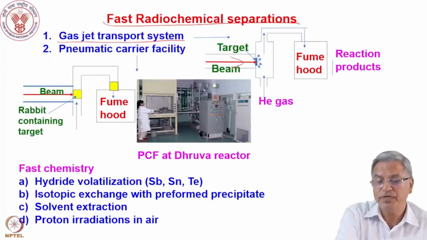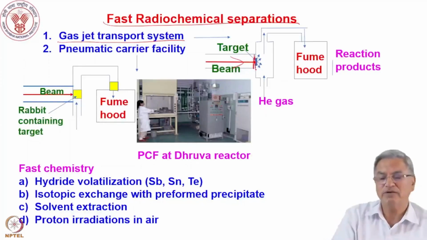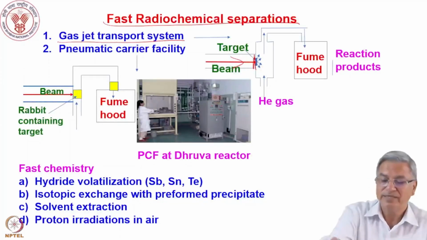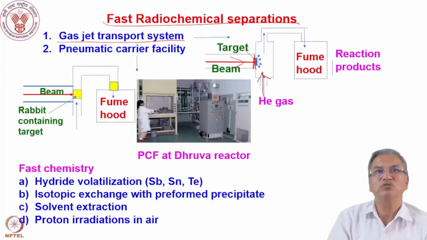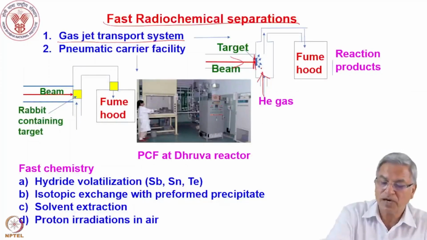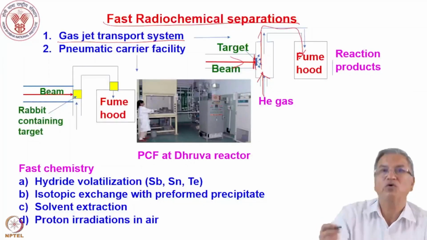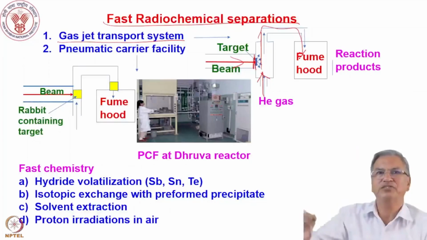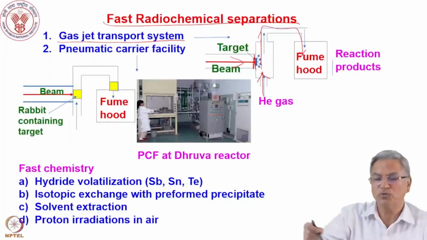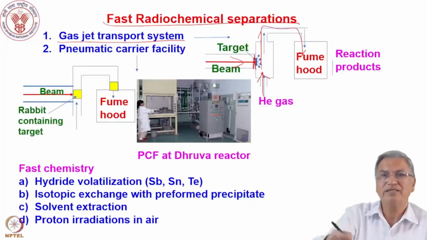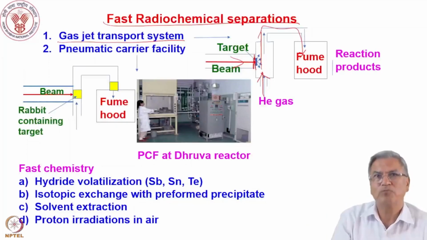The beam is going here and you have a target here. The target is thin enough that when the beam falls on it, the products are formed in this chamber, and helium gas is passed through the chamber. The helium gas transports all the reaction products to the fume hood in your laboratory through a pneumatic system. You can collect the products in a solution and do the chemistry.